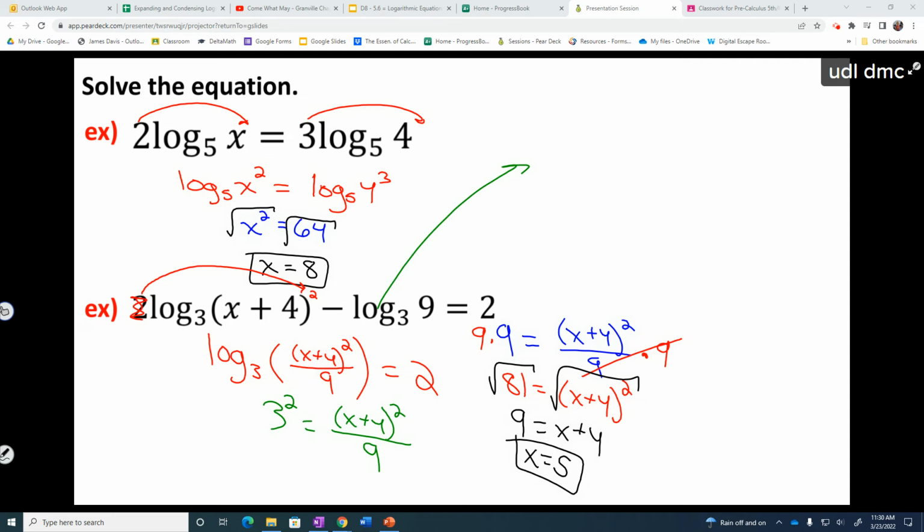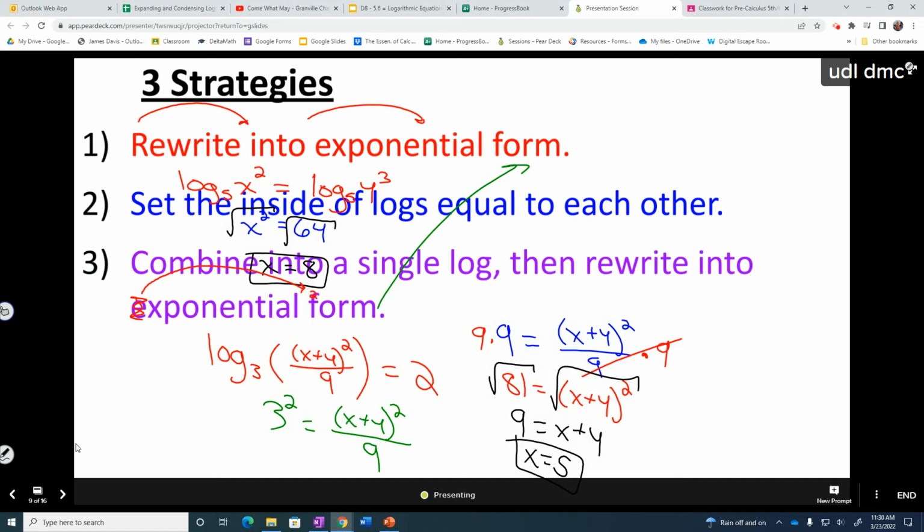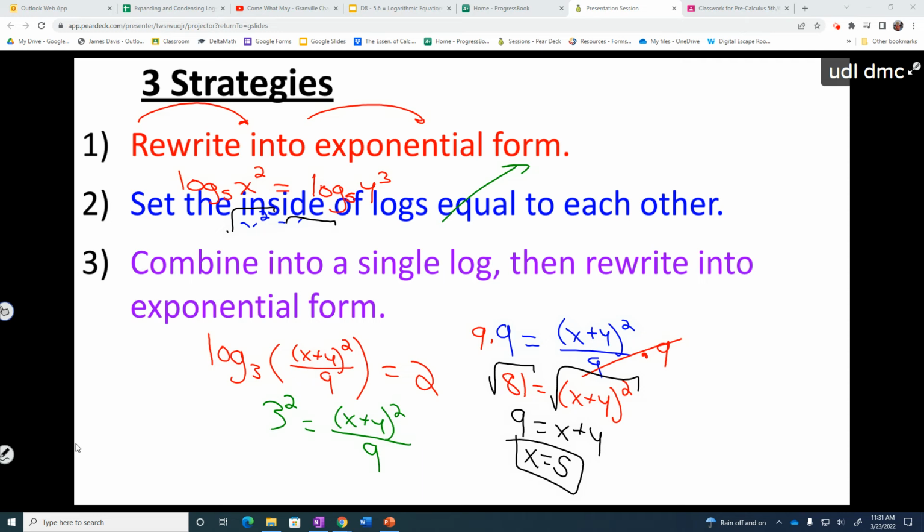So in general, we're going to be condensing then exponential. If you want to write that out in words, you don't have to, but it's nice to have your 3 methods there. Our third one, what we did is we combined them into a single log, and then we rewrote it into exponential form. So depending on the type of problem, we're going to take one of these 3 approaches. For the problems I'm going to give you, I'll make sure to note which one you're going to do. They go in this order as well, kind of increasing difficulty: easiest, then a little harder, and then a little bit harder.